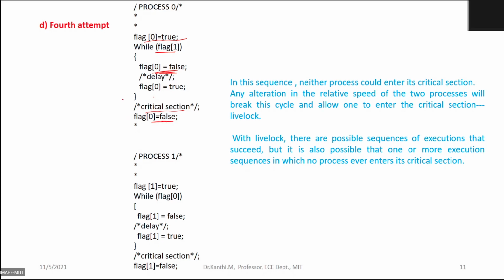Because both are trying to set the flag and try to enter the critical section, but this is based on the speed of execution. So in the sequence, neither process could enter the critical section. This may be due to the relative speed of the two processes, which breaks the cycle and allows one to enter the critical section. So this is called a livelock. So the speed of operation makes sense here.